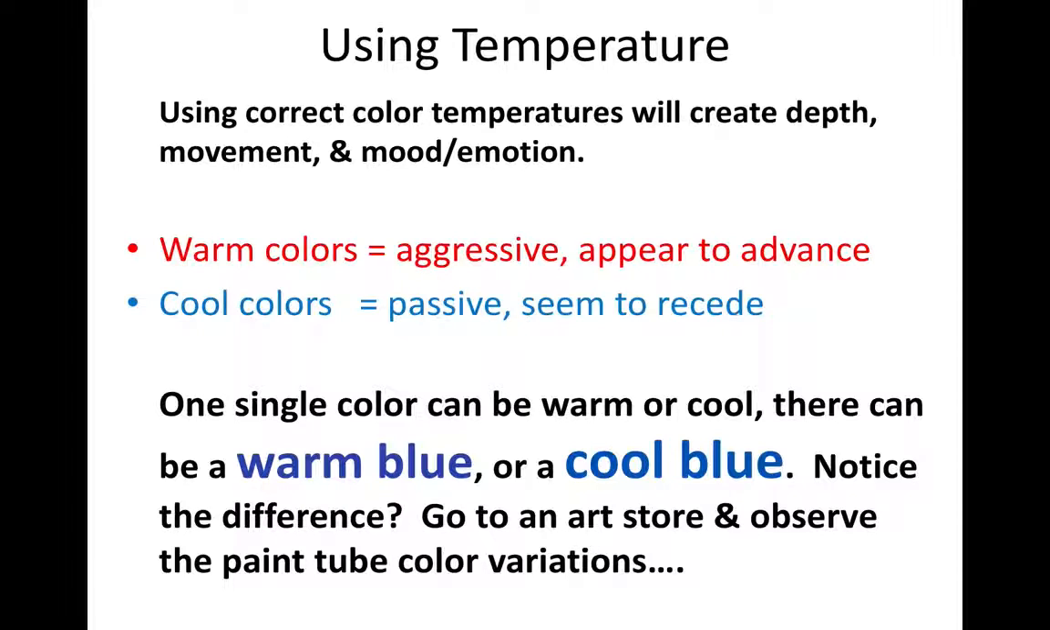We also see that a single hue or a color can be warm or cool. Now this may be a little confusing, but if you look down below, it says there can be a warm blue and a cool blue. Now, if you look at the differences between the two, the warm blue has a little bit more violet in it.